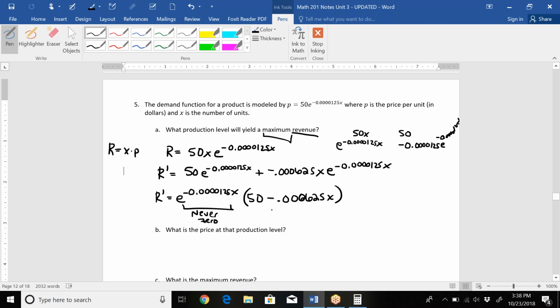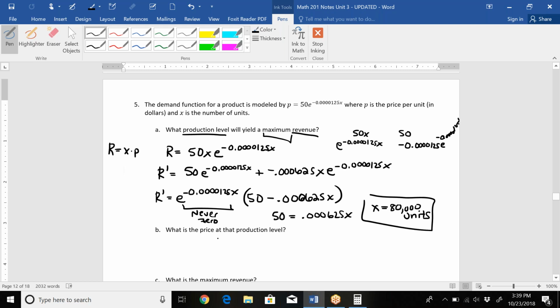So the only thing we have to solve to get a possible production level critical value is this equation. So 50 equals, because you'd add this over, 0.000625x, divide by that, and I believe I got 80,000 units. So it's a big number. That's because you're dividing by that really small decimal. So that's the production level. They didn't ask me for the price yet. They said, what was the production level? That's the number of units.